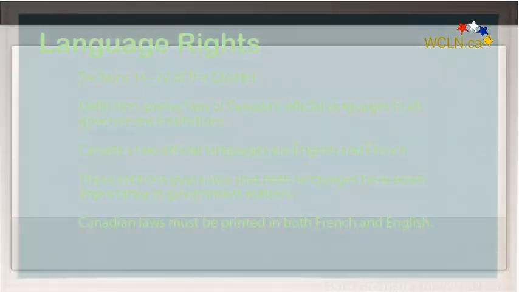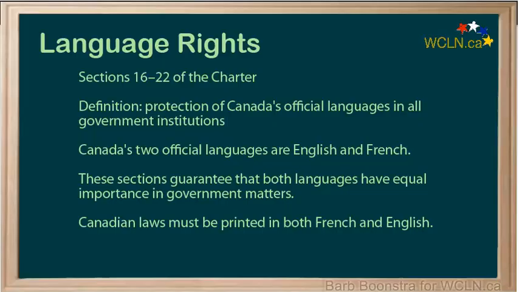The language rights under the Charter of Rights and Freedoms protect Canada's official languages in all government institutions. Canada has 2 official languages, English and French. These sections guarantee that both languages have equal importance in government matters. All Canadian laws must be printed in both French and English.